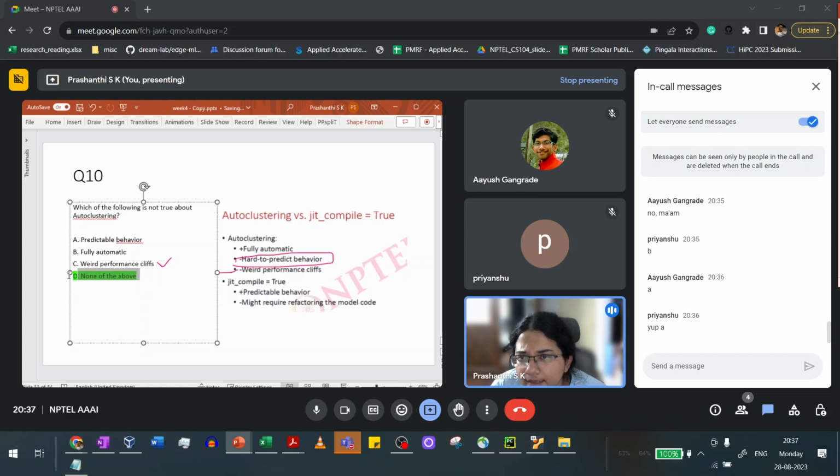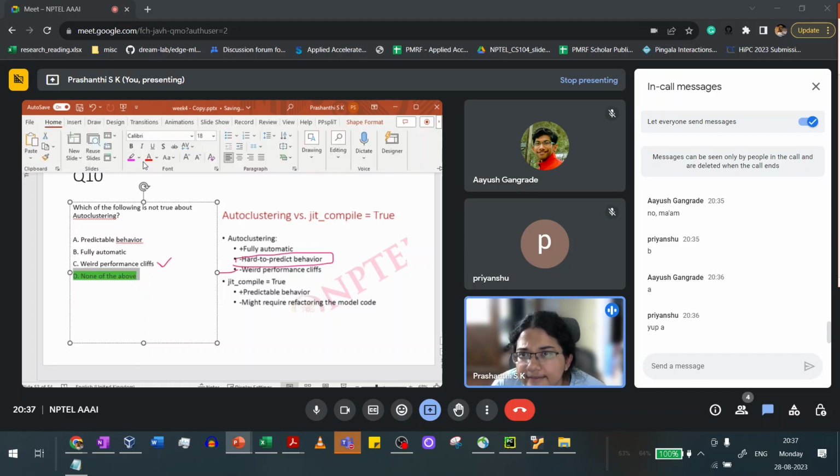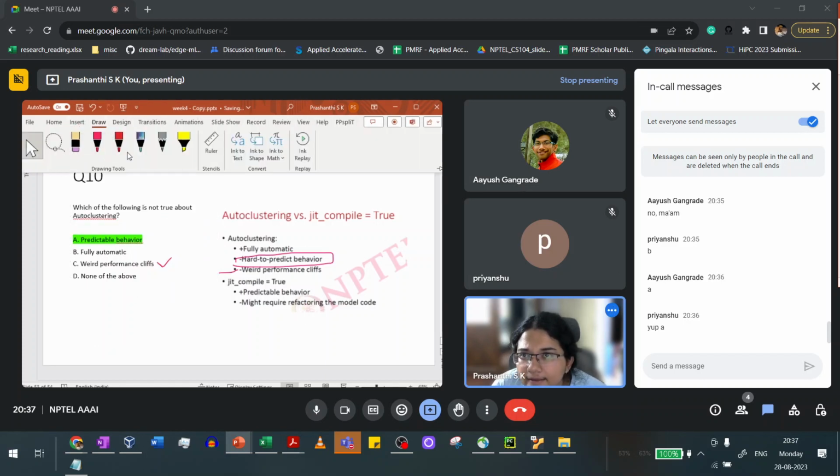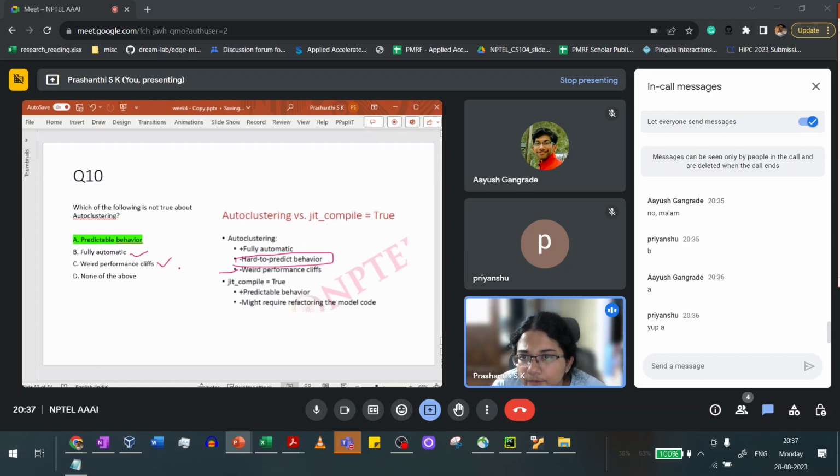The official answer key from NPTEL says none of the above, but I don't think it should be none of the above. It should be, as you correctly said, predictable behavior. Fully automatic is correct, so it is true. Weird performance cliffs is also true. Predictable behavior is not true. So that's the correct answer.